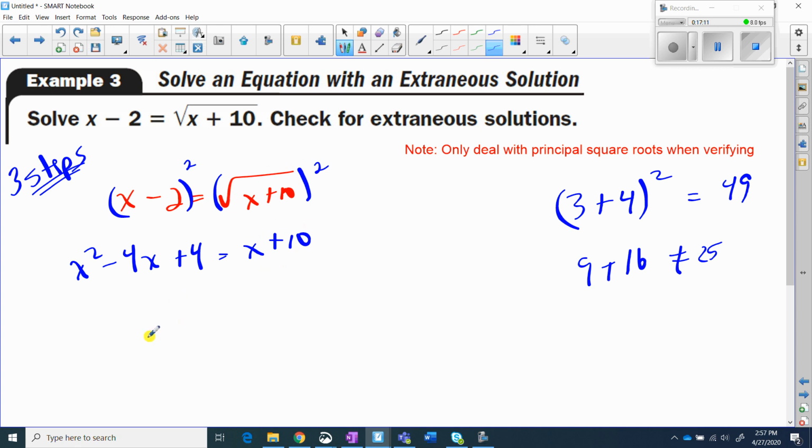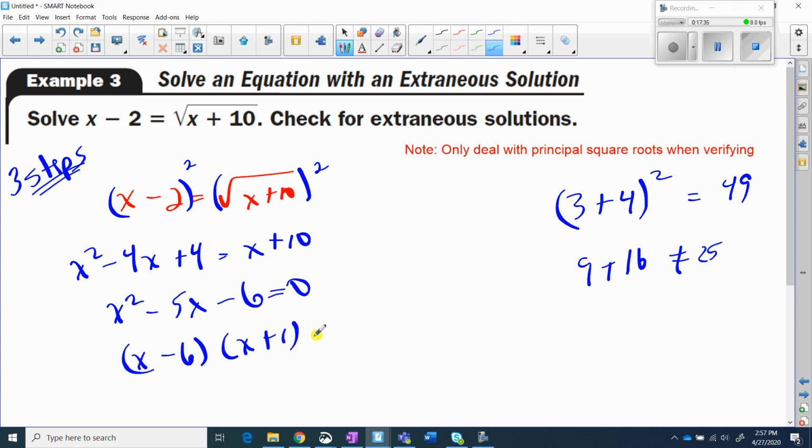Well, this time, unlike all the other ones so far, we've generated a quadratic equation, which is fine. We just solve it using our strategies from unit 1. So x squared, subtract 5x, subtract 6 equals 0. Find two numbers that multiply to give negative 6 and add to give you negative 5. It would be x take away 6, x plus 1 equals 0, giving me two possible answers. x may be 6, maybe x is negative 1.